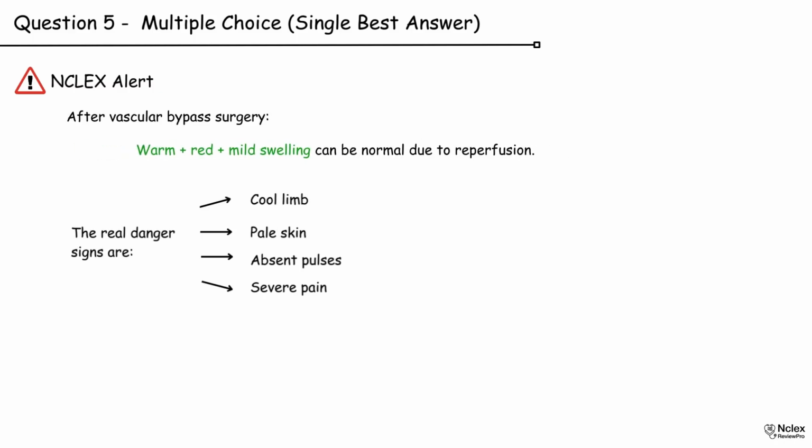Here's your NCLEX alert. After vascular bypass surgery, warmth, redness, and mild swelling can be normal signs of reperfusion. On the exam, the danger signs are the opposite: cool extremity, pale skin, absent pulses, severe pain. Remember that pattern. The exam will try to make improvement look alarming.